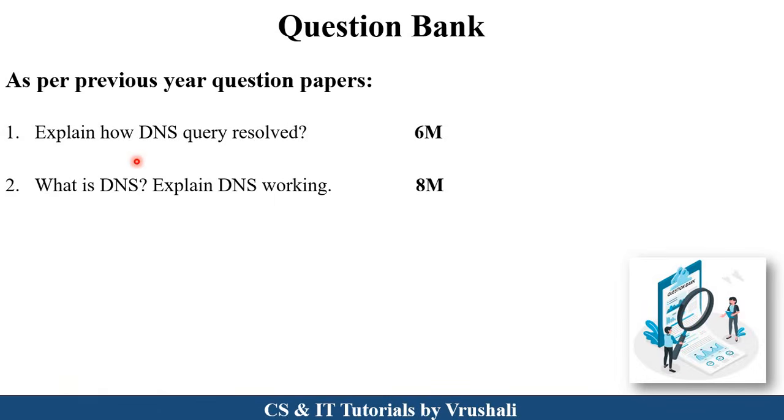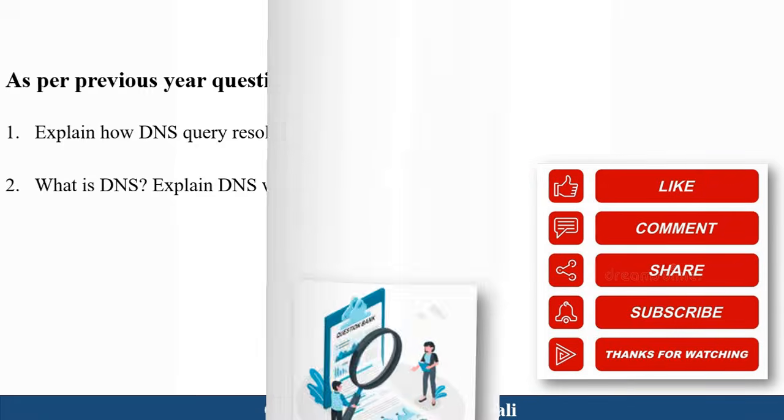Now, as per previous year question papers, they ask about explaining how a DNS query is resolved for 6 marks, and what is DNS, explain DNS working for 8 marks. Here you have to explain all the steps in short with examples. So this is all about DNS.